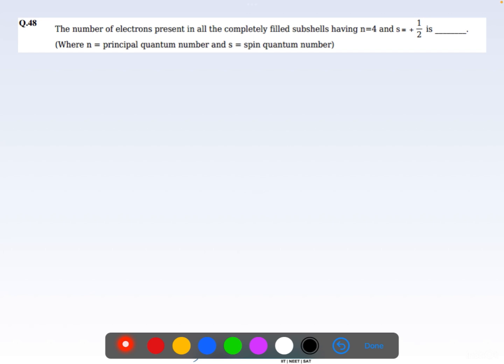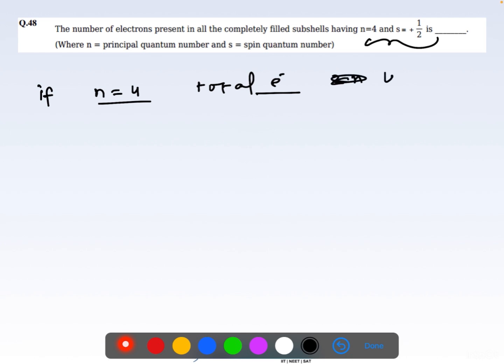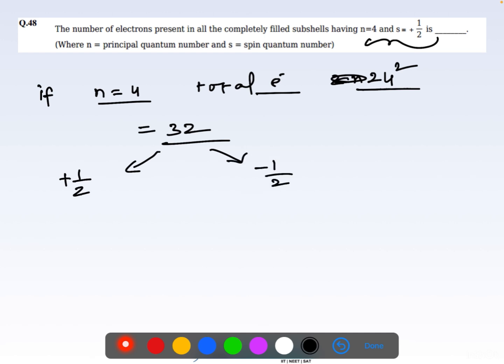The number of electrons present in all the completely filled subshells having n equal to 4 and s equal to plus half. If n is equal to 4, the total number of electrons that can be accommodated is 2 into 4 square, so that is 32 electrons. Out of 32, 16 will have plus half spin and 16 will have minus half spin. So the correct answer is 16.